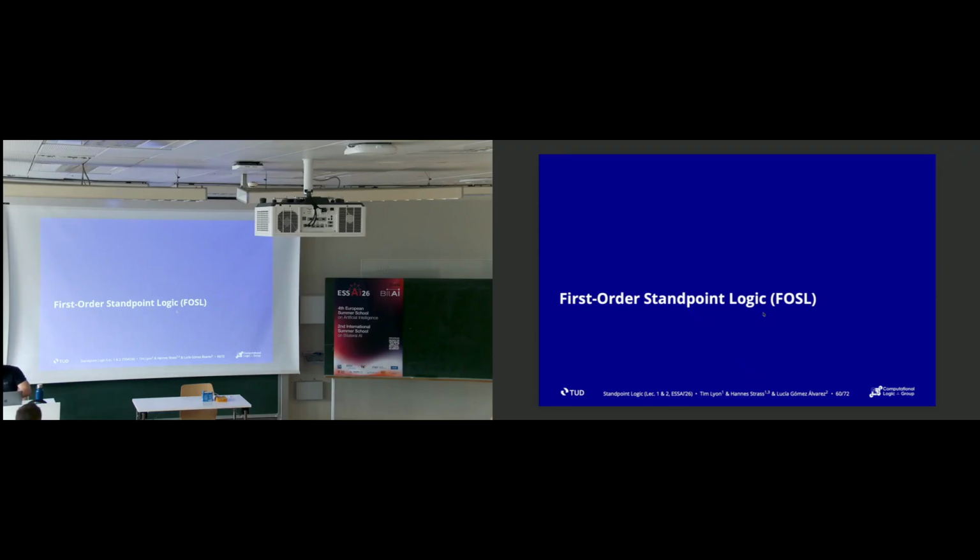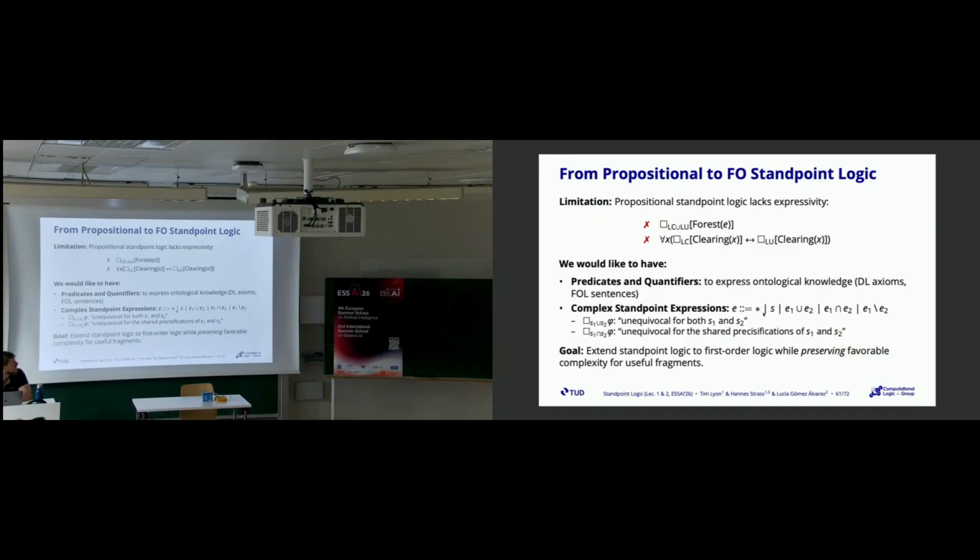Okay, let's continue. So we've just gone over propositional standpoint logic. We looked at the syntax, the semantics, and we also looked at an algorithm for deciding the logic, which gave us some interesting corollaries, told us about the complexity of the logic, as well as showed that the logic had this small model property. What we're going to talk about next is an extension of propositional standpoint logic called first-order standpoint logic, or FOSL. And this is a very expressive logic which has a lot more modeling capacity.